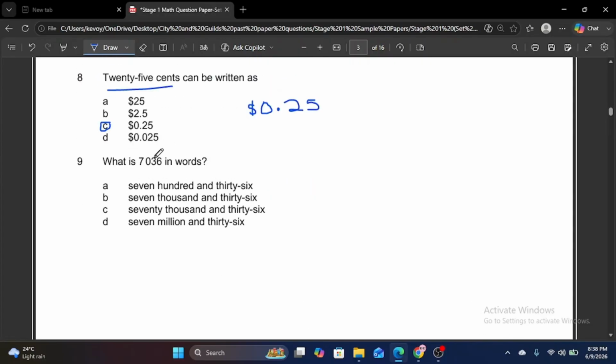Alright, so 9. What is 7,036 in words? So 7,000. 7,036. So that's gonna be B. Alright, moving on. And notice I didn't say 70,000. 7,000 is just 7,000. So the comma is right there. So 7,036. Alright, moving on.